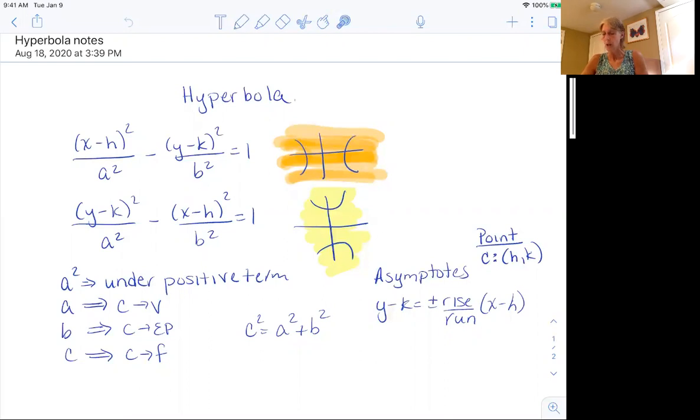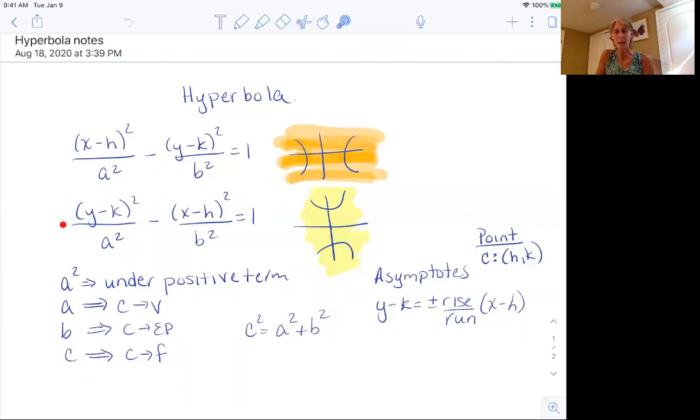So hyperbola comes in two different equations. We have x minus h squared over a squared minus y minus k squared over b squared equals 1. That's when our hyperbola is going to be going in the x direction. And that happens when the x is the positive term.